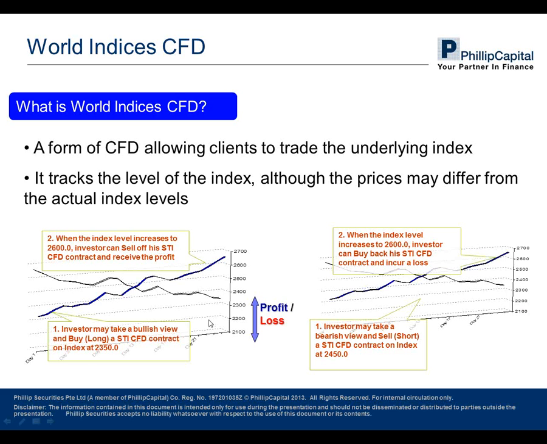Taking the STI for example, your investor may have a bullish view on the STI, and then he buys or he longs an STI CFD contract at 2350. And then when it increases, he sells off his contract and then he receives the profit. But of course the opposite may be true and he makes a loss. So in this sense, the investor may take a bearish view and then he short sells the STI CFD. And when the level increases, he buys it back, and then he incurs a loss.